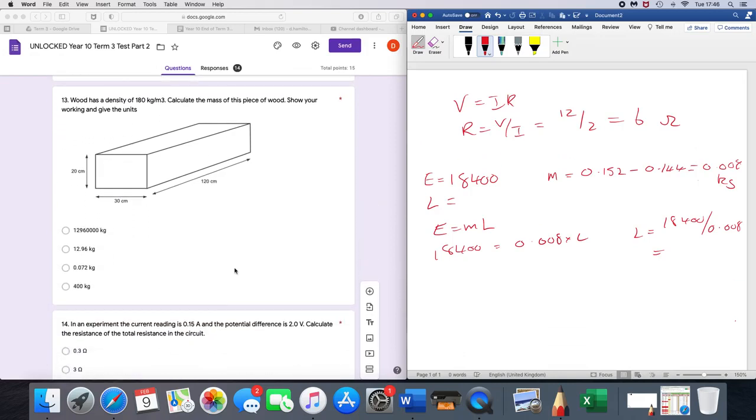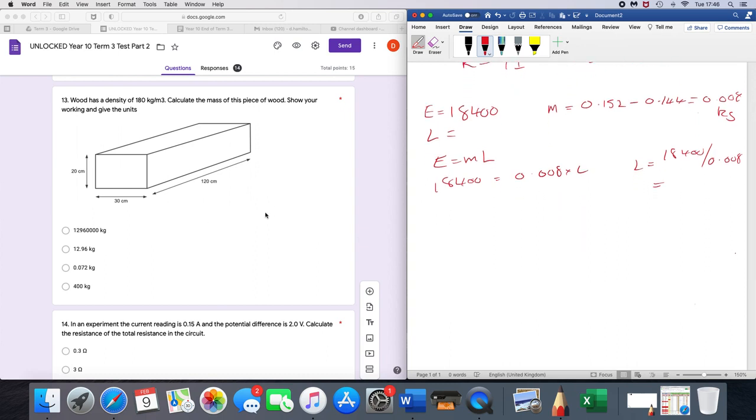Question 13. Wood has a density of 180 kilograms per meter cubed. So the density is 180 kilograms per meter cubed. We want to know the mass. We know that density is mass divided by volume, and the volume is the length, and we want this in meters, so 0.2 times the width, 0.3, times the height, 1.2 meters. And if you multiply all that together, the mass, of course, is density times volume. So multiply all of that by that, and you will get B, 12.96 kilograms, which is about right for a lump of wood like that.